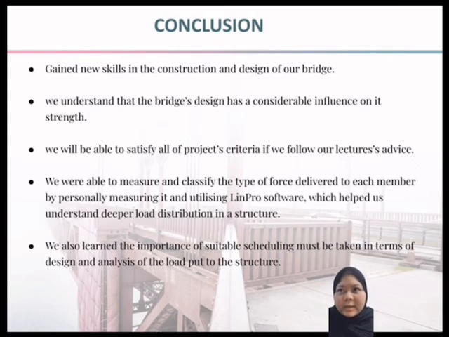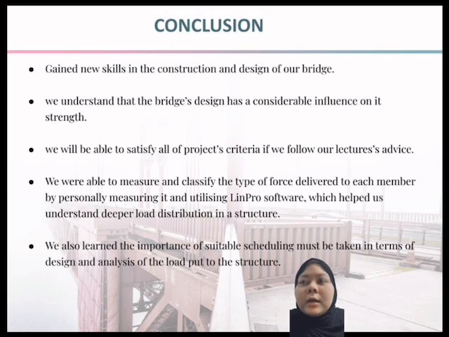Aside from that, the load distribution between the trusses must be uniform in order for the bridge to be stable when load is applied. By following our lecturer's recommendation, we will be able to meet all of the project's requirements. We were able to measure and classify the type of force delivered to each member by personally measuring it and utilizing Limpro software, which helps us understand load distribution in a structure more deeply.